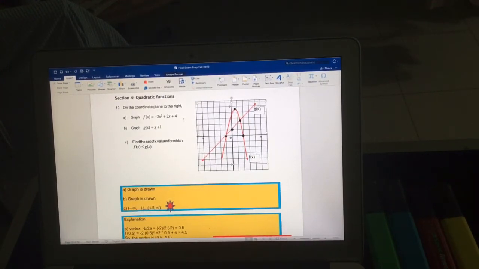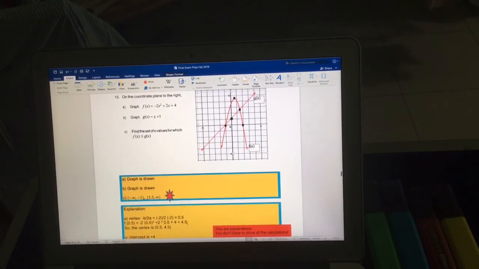Y-intercept is +4, then we can find out the vertex, and then x-intercept, then we can draw the quadratic function, because it is open down. Then this one is a straight line. We can find out two different points. We can try to find out some values for x and y, then we can draw it. I have done it for -1 and 0, and 0 and +1, because if you put 0 here, the answer is +1. So then we can draw it, or you can choose your points, no problem.